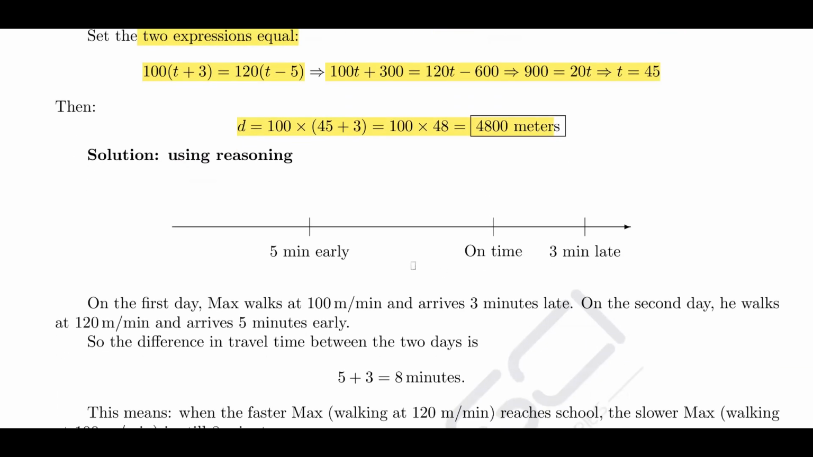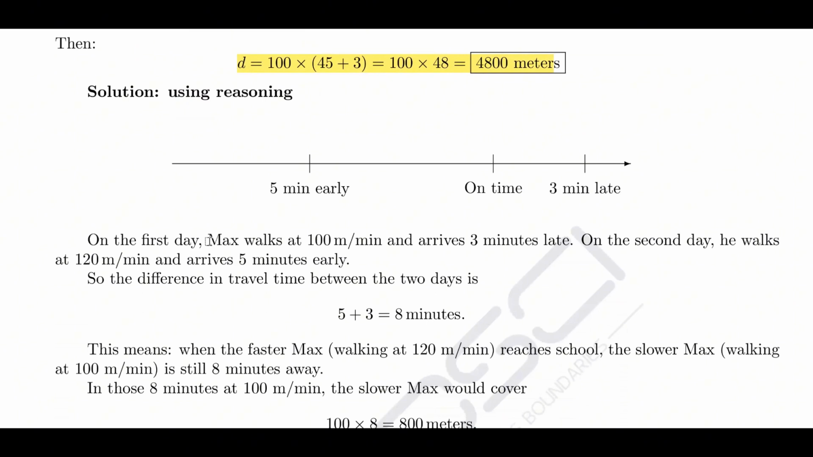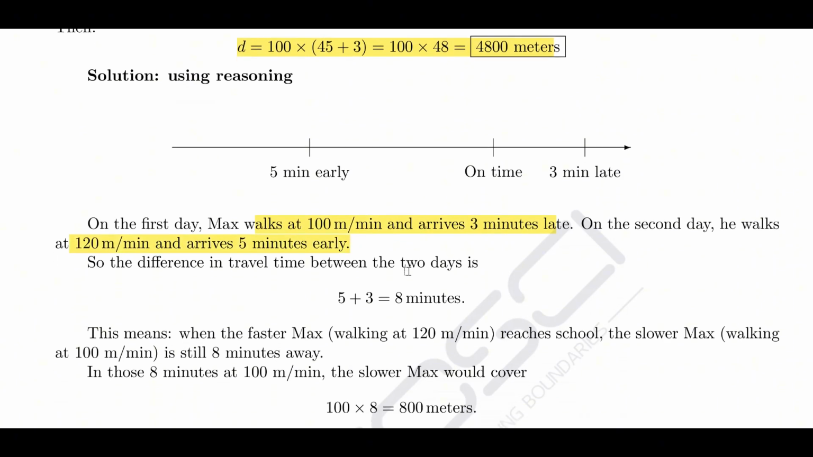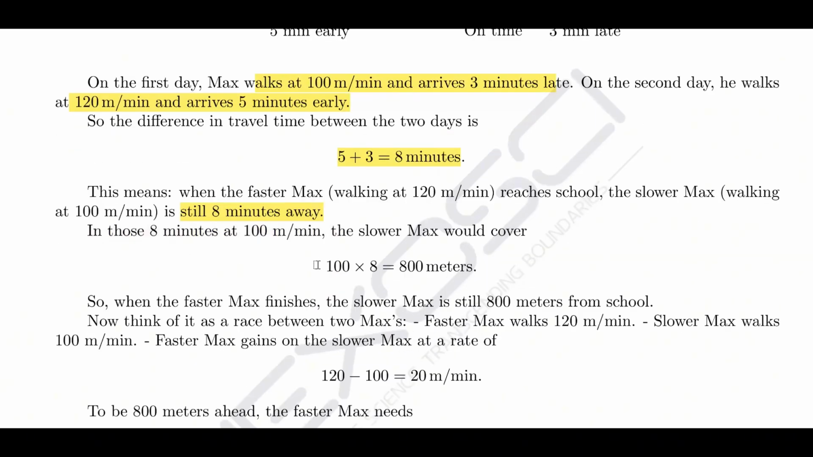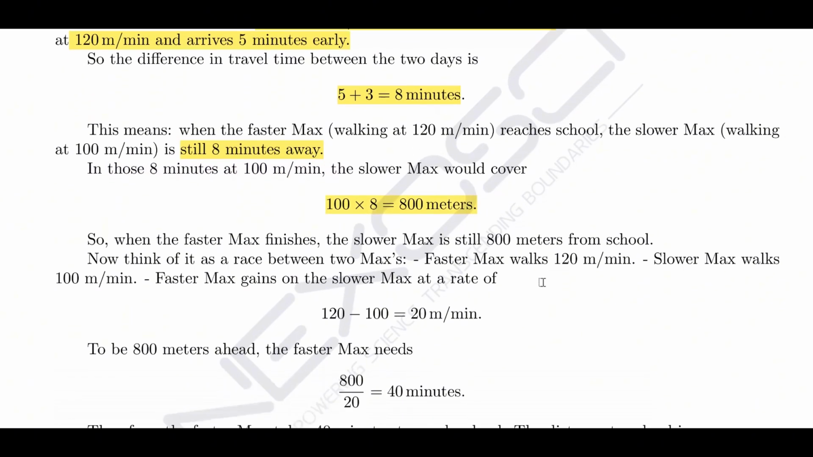Now, let's solve the same problem using reasoning. On the first day, Max walks at 100 meters per minute and arrives 3 minutes late. On the second day, he walks at 120 meters per minute and arrives 5 minutes early. The difference in travel time is 5 plus 3, which is 8 minutes. That means when the faster Max arrives at school, the slower Max is still 8 minutes away. In those 8 minutes at 100 meters per minute, the slower Max would cover 800 meters. So when the faster Max finishes, the slower Max is still 800 meters behind.